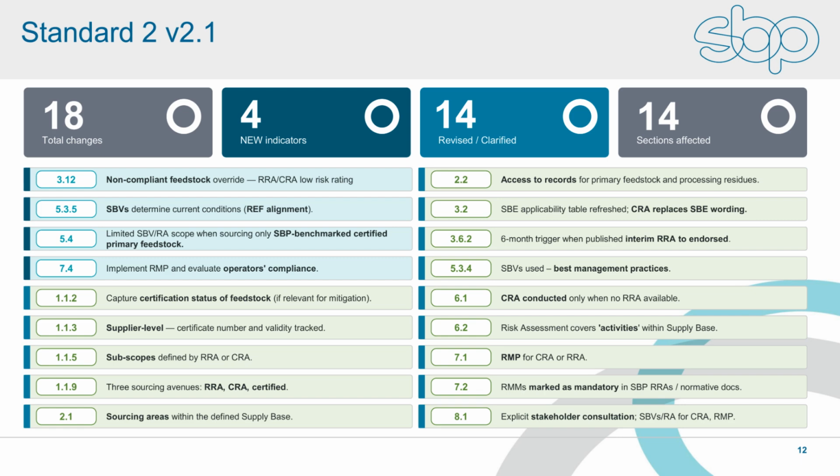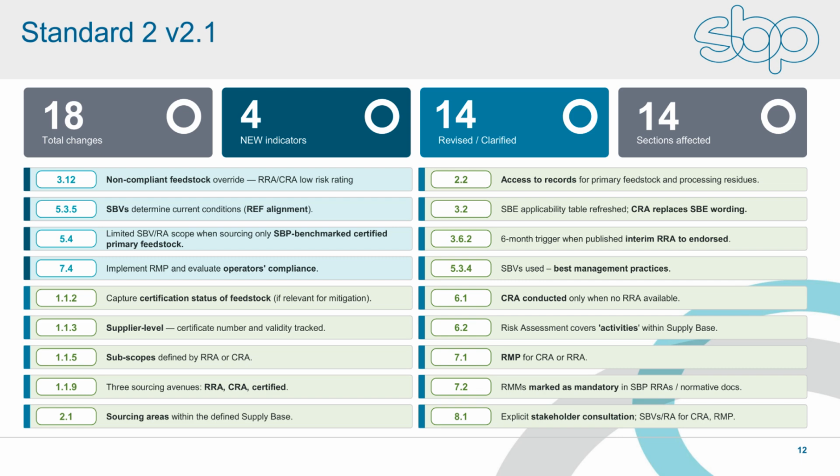This slide is your map of all the changes in Standard 2 under version 2.1. 18 changes across 14 sections, 4 brand new indicators shown in dark teal, and 14 revised or clarified indicators shown in mid-teal. You don't need to absorb every clause reference here. Treat this as your reference.